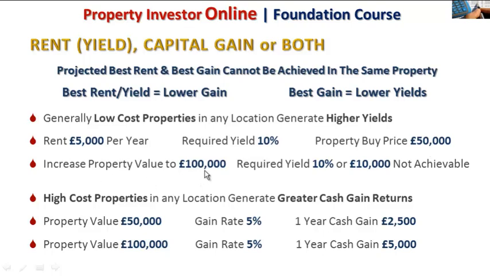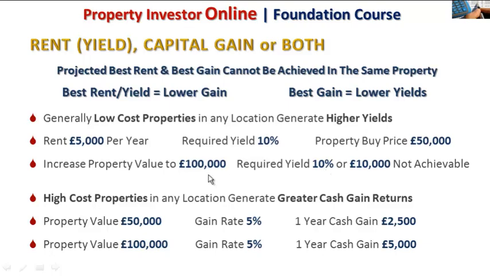Increase the property value to £100,000, double it, and the required yield remains at 10%, because the same costs exist at £100,000 proportionally as existed at £50,000. The mortgage will have increased, the insurance will increase because it's a more expensive property, the probability is that repairs and maintenance will increase. If you're employing a letting and managing agency, his costs will increase in pound terms. He may still be charging, say, 12% of the rent, but he will be charging 12% of a £10,000 rent if it has a 10% yield.